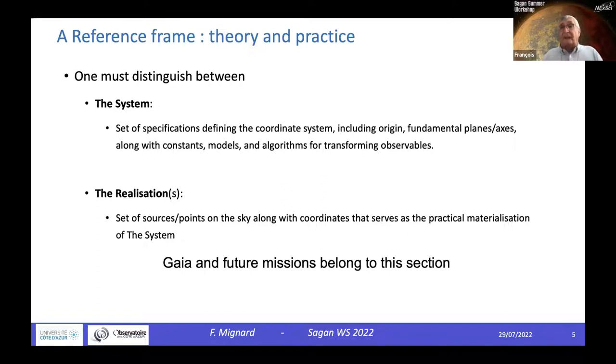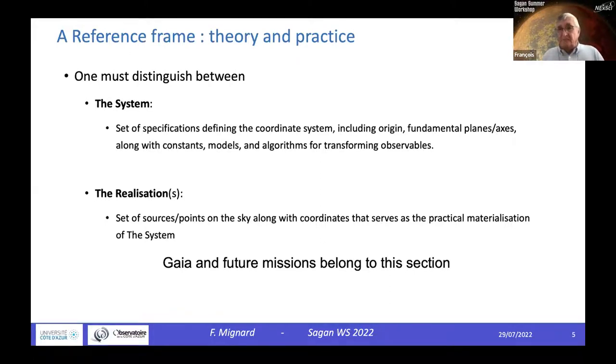Otherwise, you cannot relay the reference frame as it was at the reference epoch. So there are many conventions, many standard values for aberration, for the parallax of the sun, anything like that, which are part of the definition. So the system is what you have in your head. And you see, this is my reference frame.